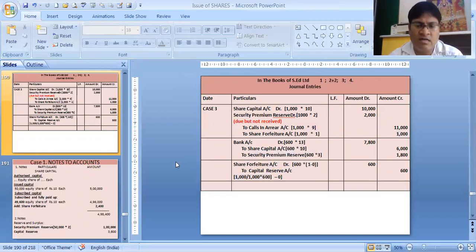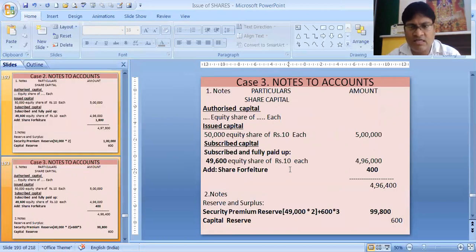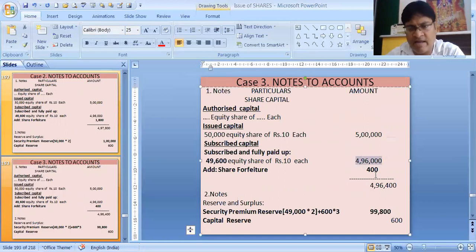Let's see the balance sheet of this one. Case 3 balance sheet. 5 lakhs is issued. The company has issued 50,000 shares, 1,000 cancelled, and 600 reissued, 49,000 plus 600. At par only we have to write over there 4,96,000. Share forfeiture value still remains, that is 600. 1,000 was the total forfeiture credit. 600 we have utilized in capital reserve. 400 shares we have not reissued. That value is written over here.